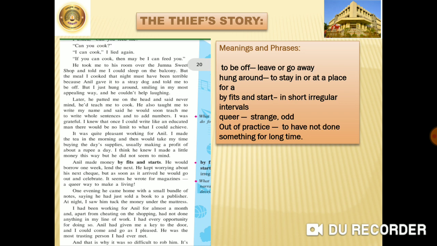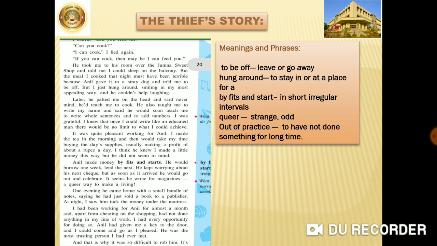Later, he patted me on the head and said, never mind, I will teach you to cook. He also taught me to write my name and said he would soon teach me to write whole sentences and to add numbers. I was grateful. I knew that once I could write like an educated man, there would be no limits to what I could achieve. Now here, Anil had decided that he will teach Hari Singh how to cook, and he also promised that he will help him to read and write.